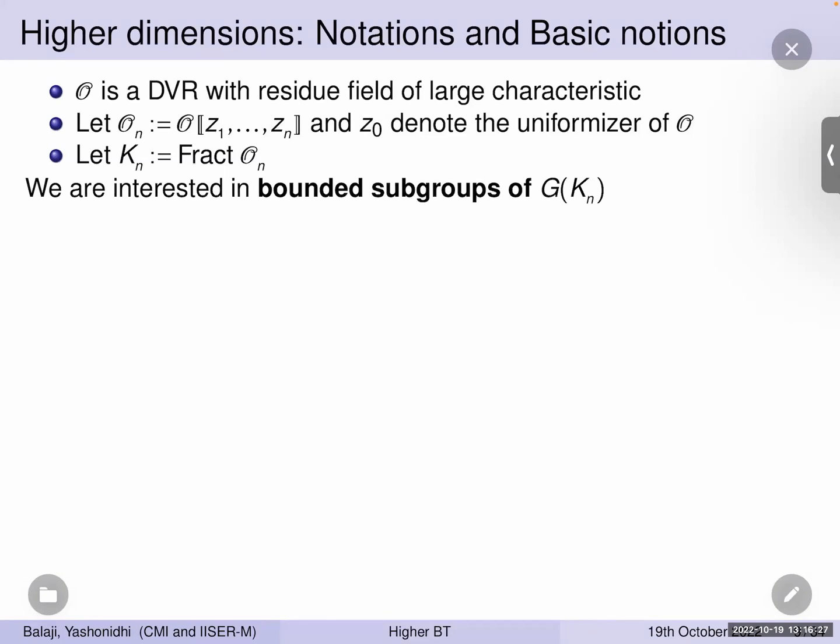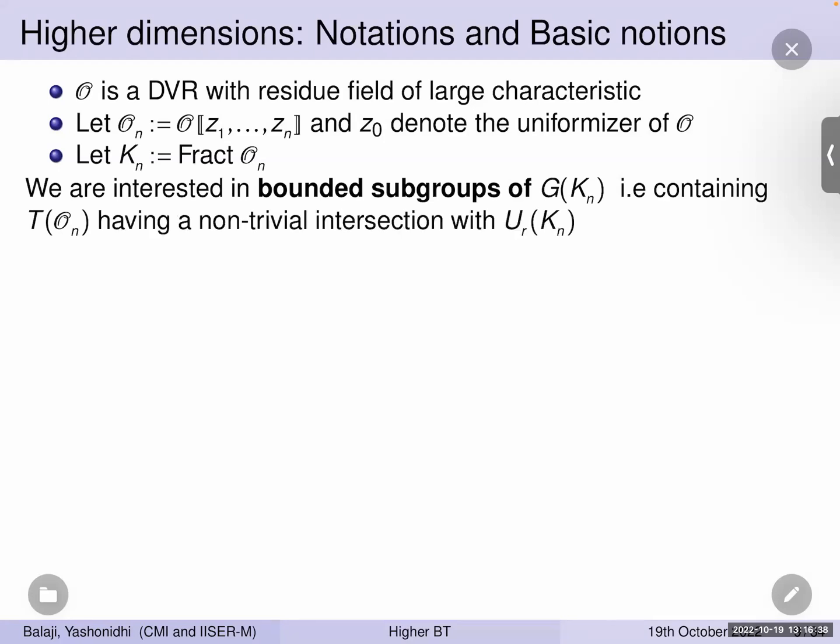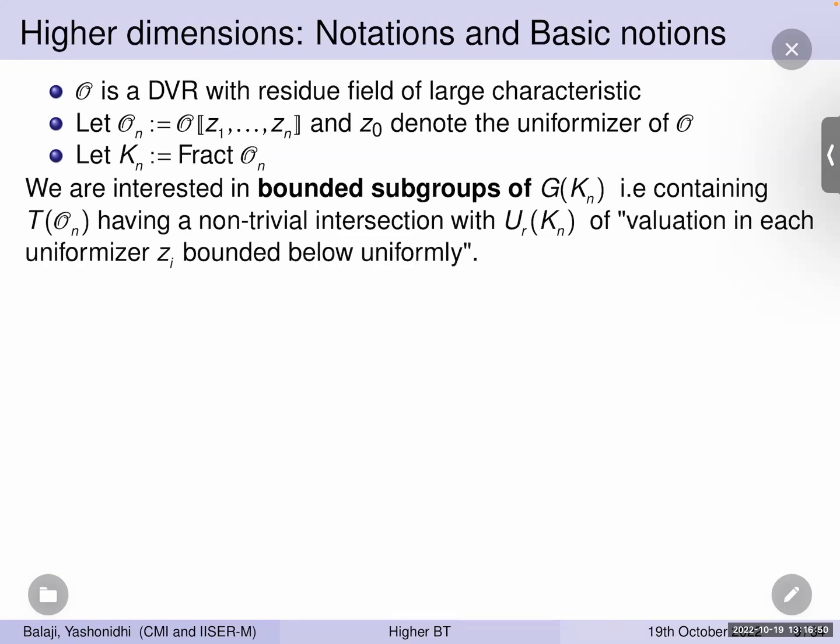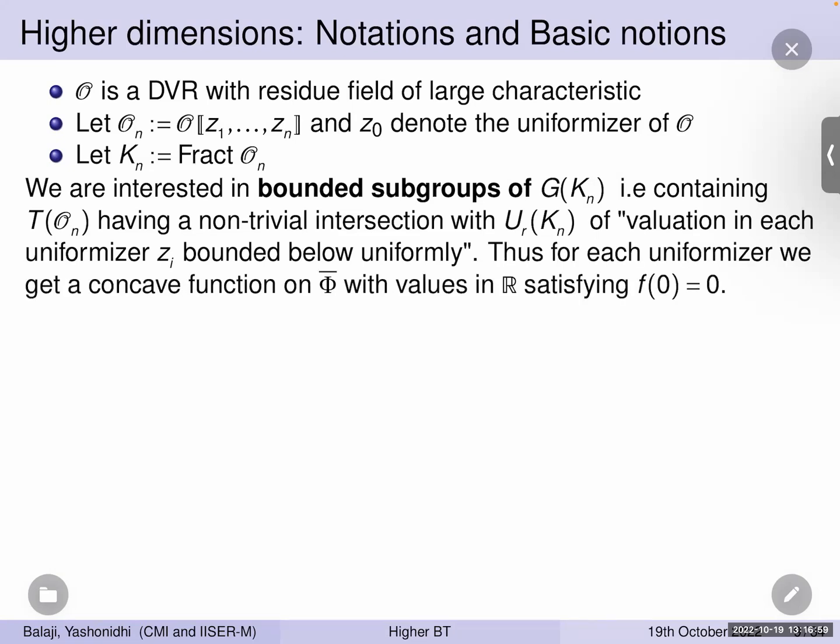We are interested in bounded subgroups of G(K_n). What do we mean by them? That is, containing the O_n-valued points of T and having a non-trivial intersection with the subgroup U_r(K_n) of G(K_n), and of valuation in each uniformizer z_i bounded below uniformly. Thus, for each uniformizer, we get a concave function on phi bar with values in R satisfying f(0) equal to 0.